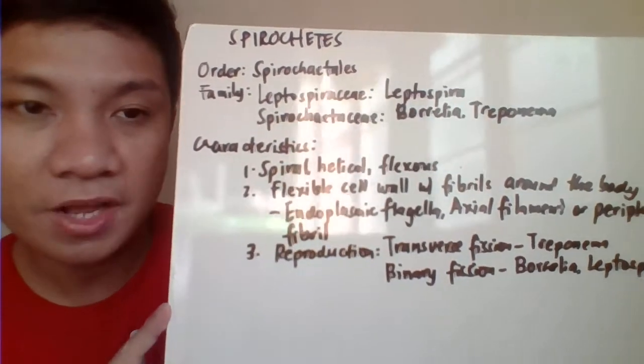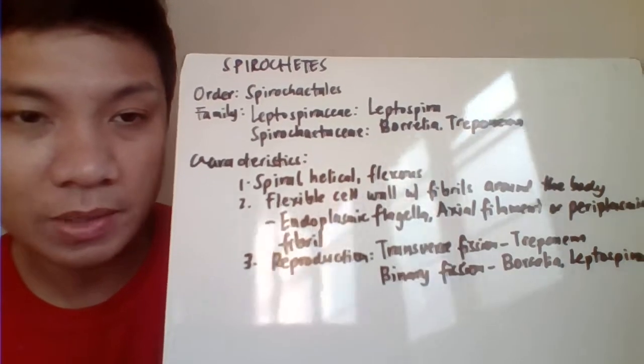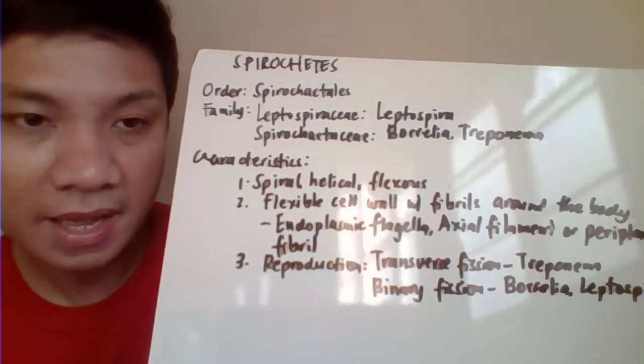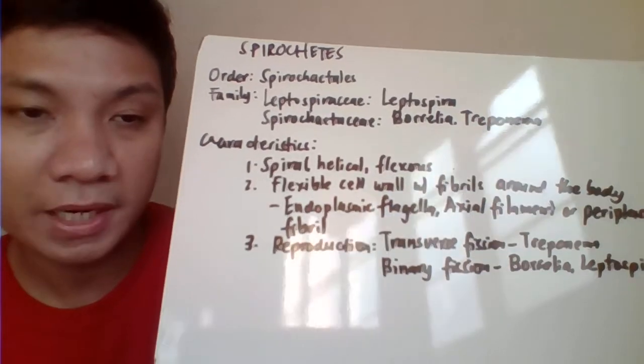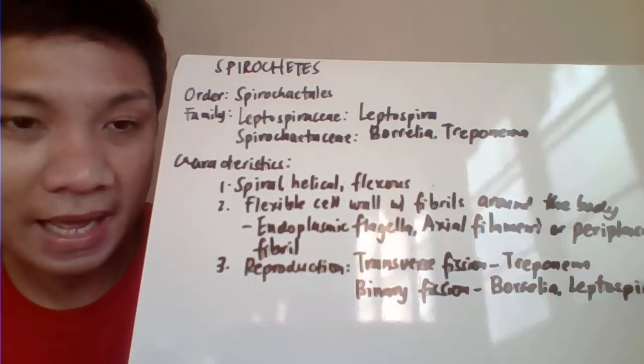Okay, we'll be discussing all about the spirochetes. The spirochetes here are actually the spiral bacteria. They may appear to be gram variable with a gram stain. They are highly flexuous. They are helical.